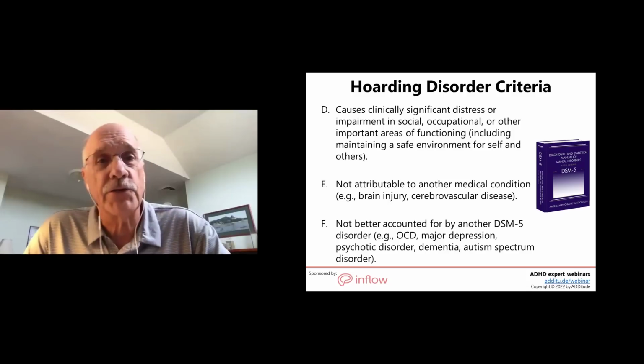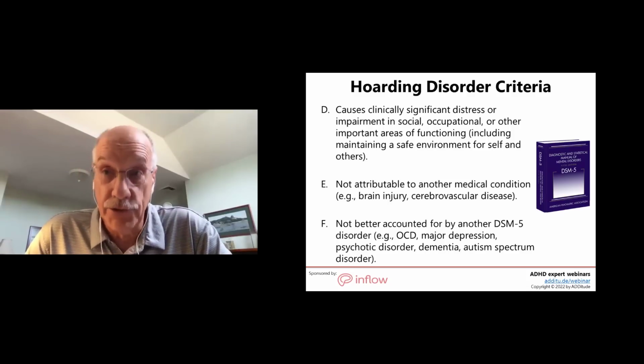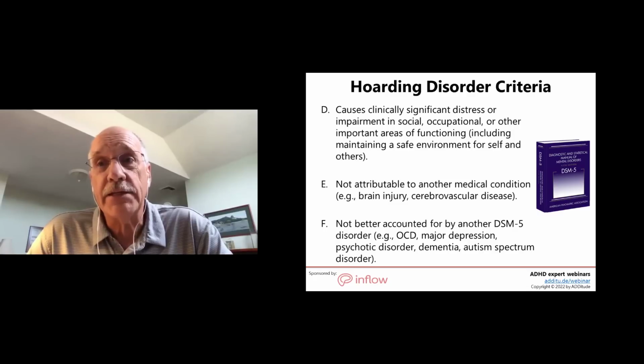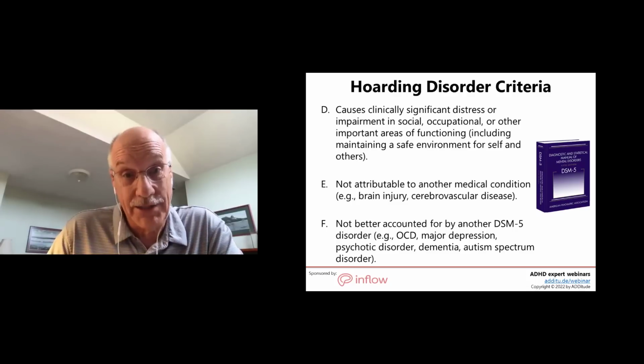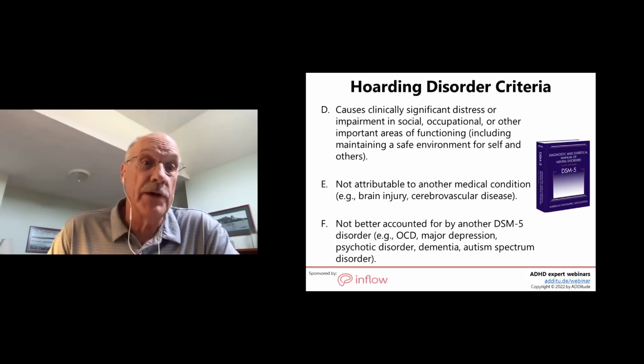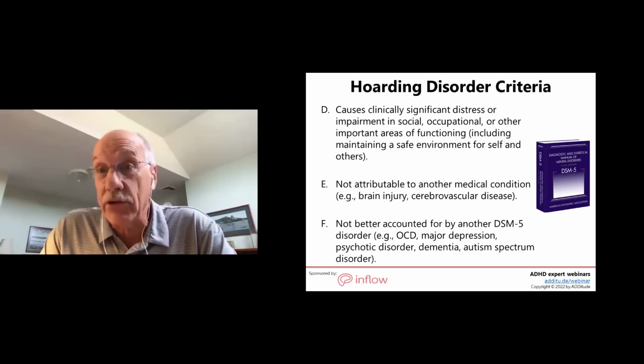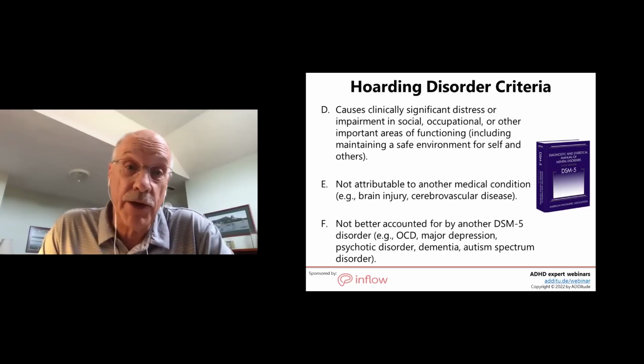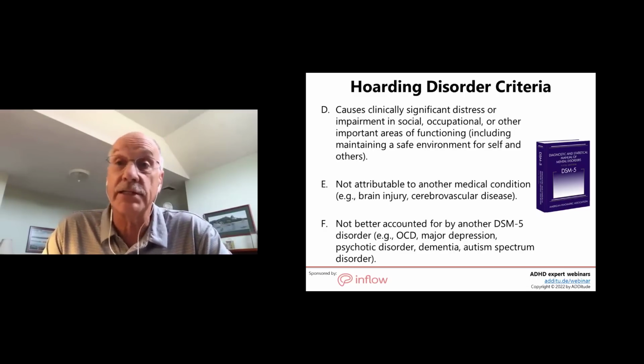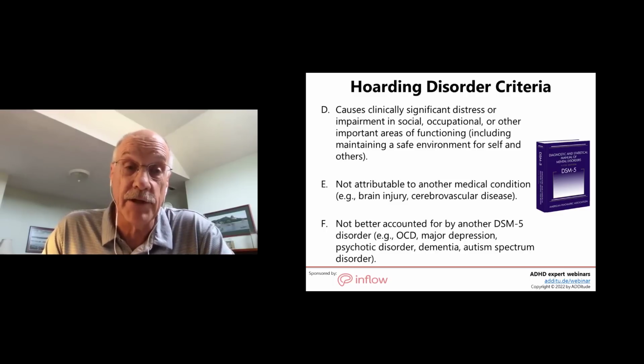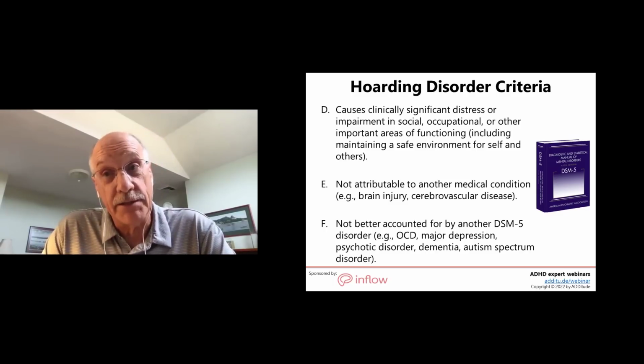Now, the final two criteria are called exclusion criteria. That is, if these other conditions exist and it's judged that they cause this behavior, then we would not consider it hoarding disorder. So if it's not attributable to another medical condition, so certain kinds of brain injury or cerebrovascular disease can sometimes lead to these behaviors. In that case, it would not be considered hoarding.